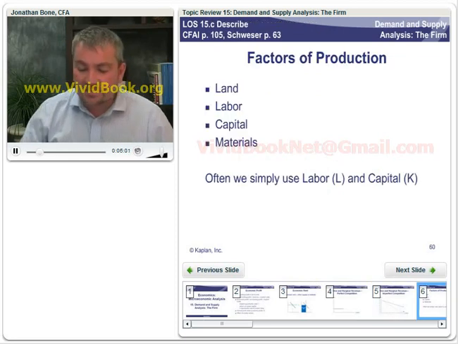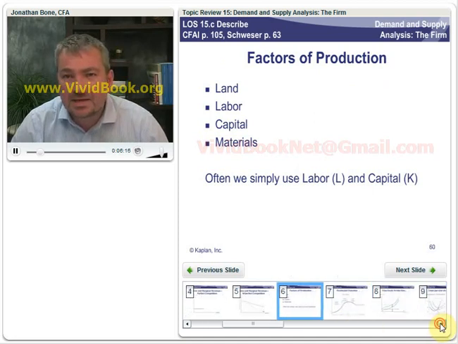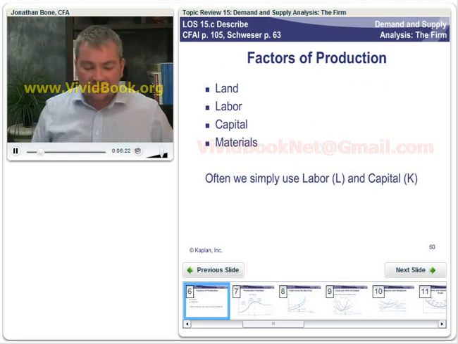Describe the factors of production. All I'm really going to say here is these are the inputs to a firm's production process. So they're what they use to produce finished goods. So it's going to be land, labour, capital, materials, inputs to the production process. Often in economics, we're just going to look at two major factors of production, labour and capital. Okay, so we can ignore materials and land for this.